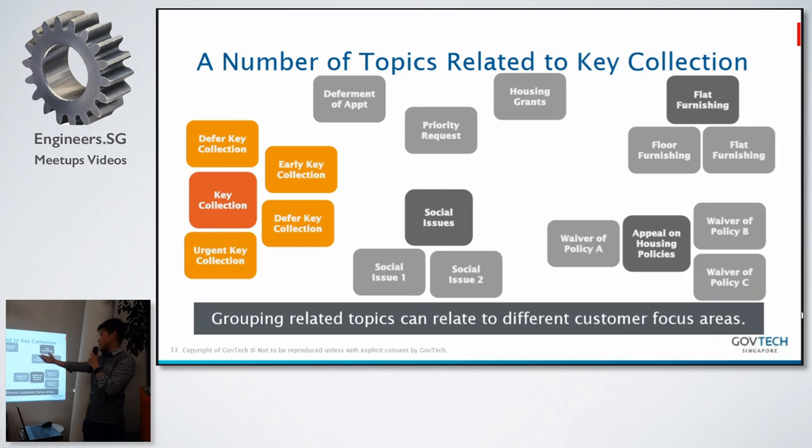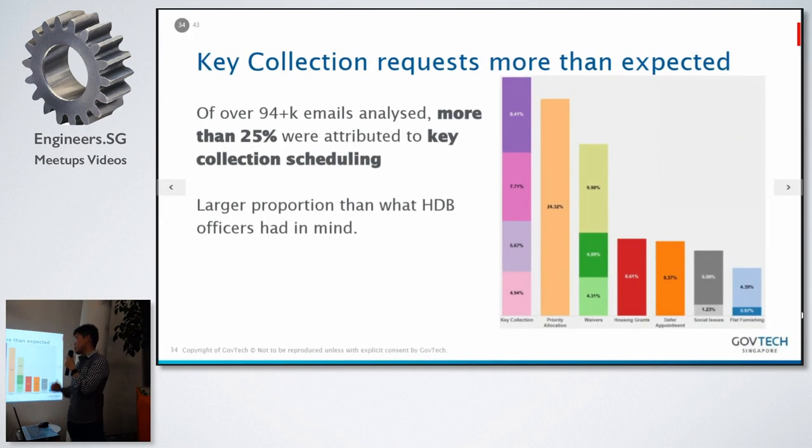So there were a number of topics related to the collection. When we put them together and plot them out across the proportion of the emails that I received, you can see that more than 35% of the emails were related to the key collection. To them, it was obvious that emails appealing for priority allocation were a major part of the emails they received. But they didn't realize that emails requesting key collection scheduling, reporting delays, and asking for key collection were taking a lot of time.